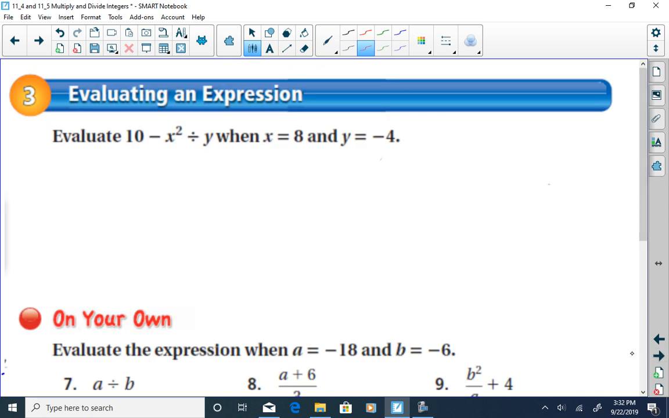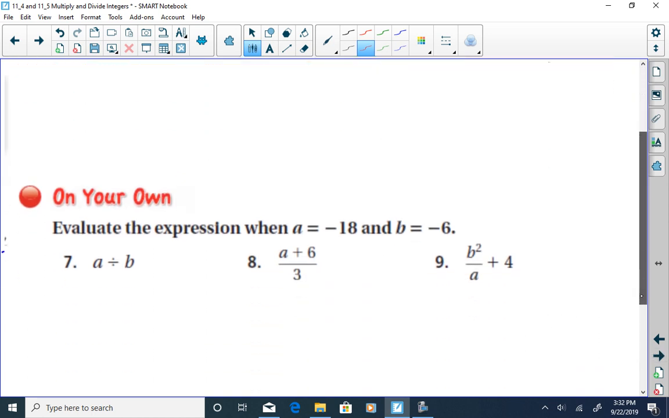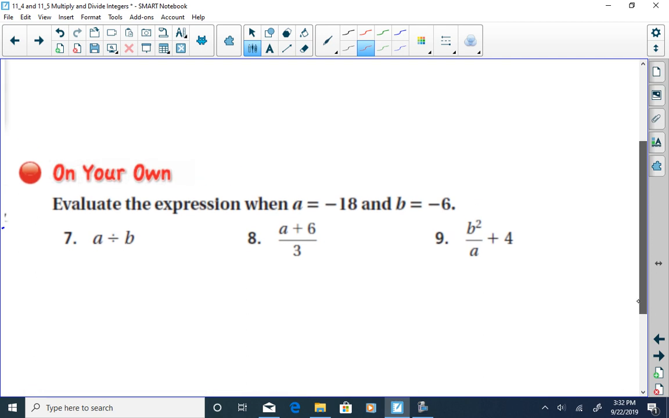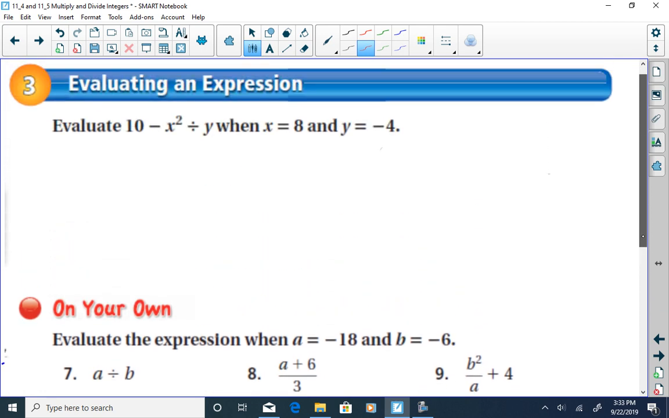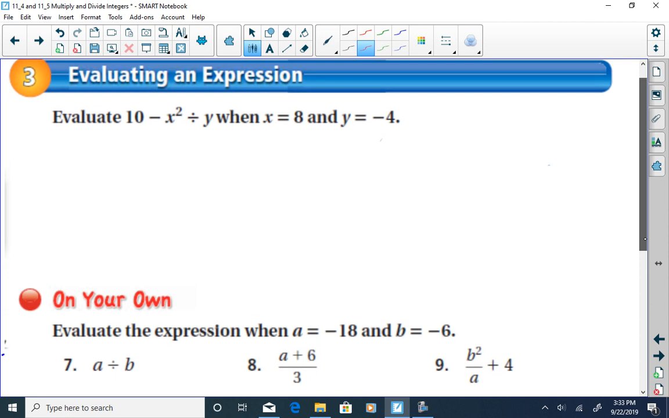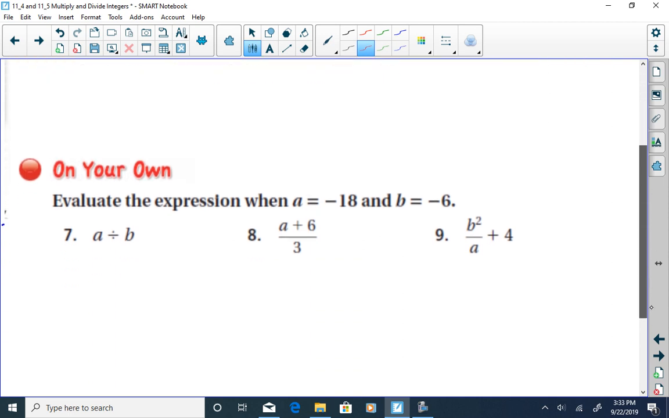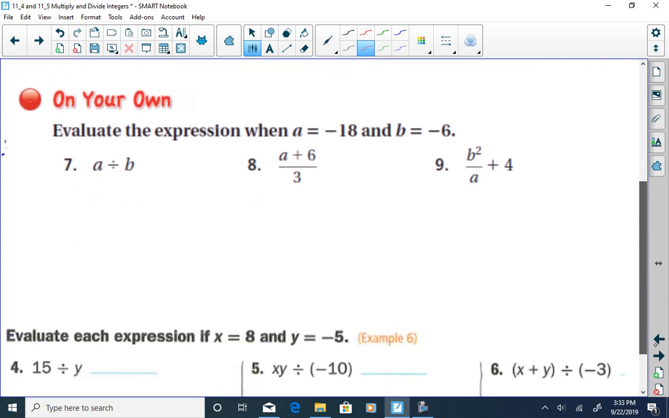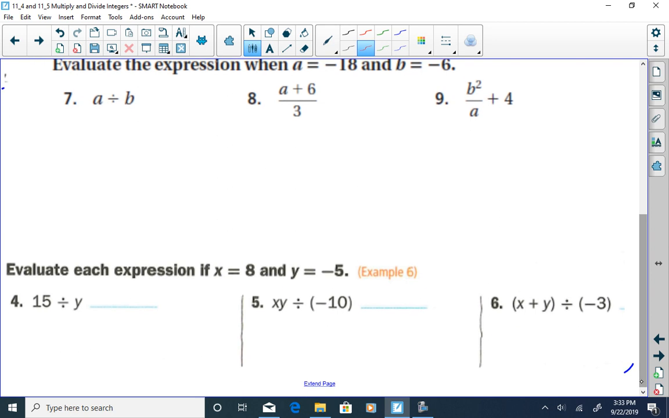All right, let's try a couple more where we want to now evaluate some expressions. We want to replace the variables with numbers. All right, so let's try these examples here. I'm going to replace y with negative 5. So this is going to be 15 divided by negative 5. That's going to be negative 3.